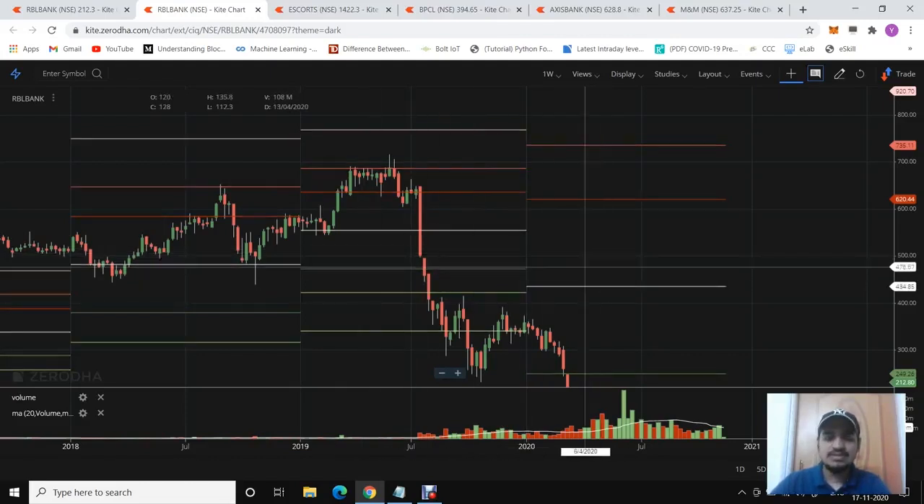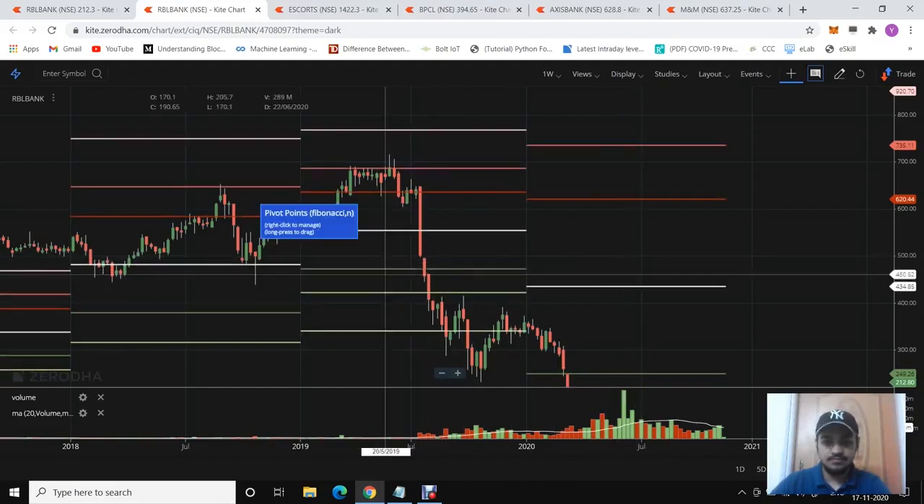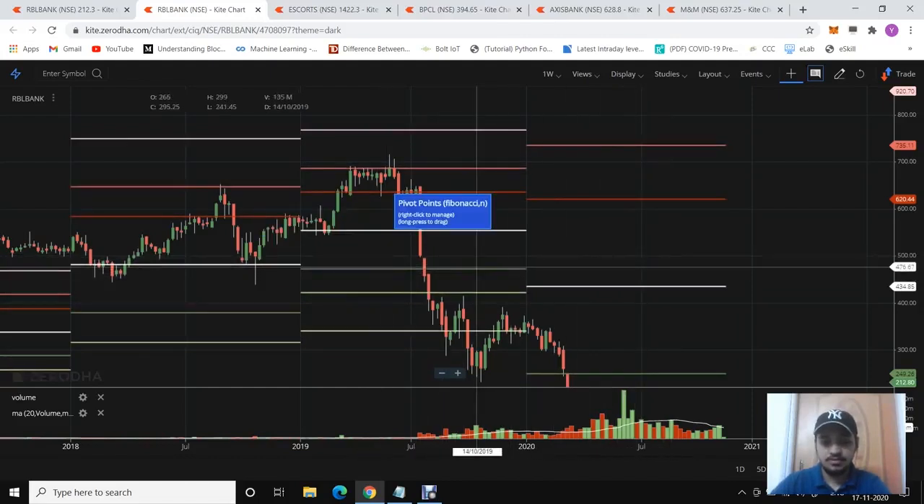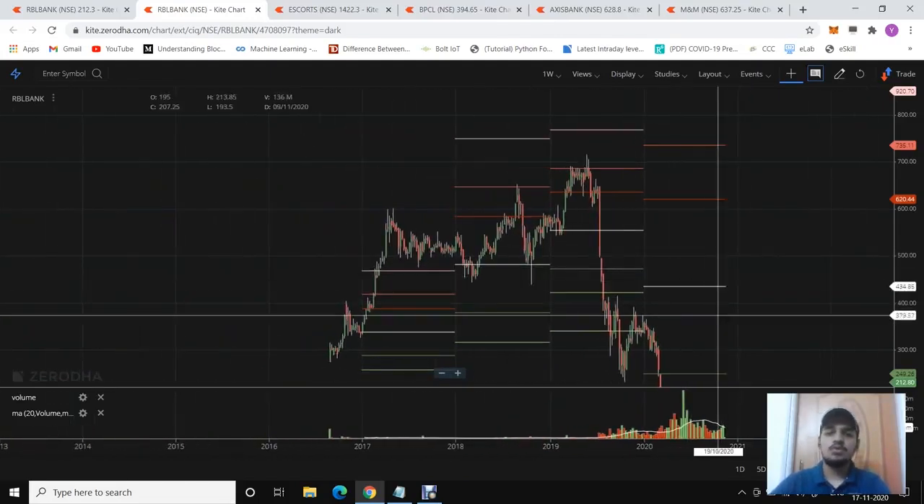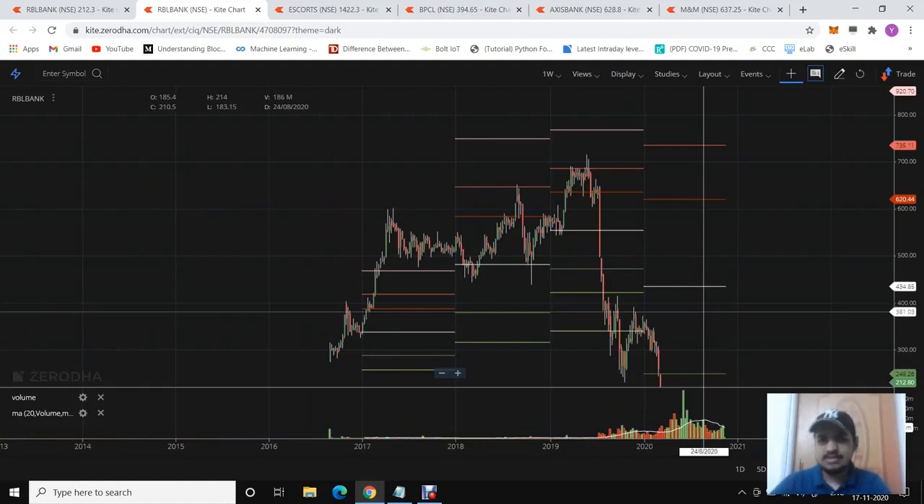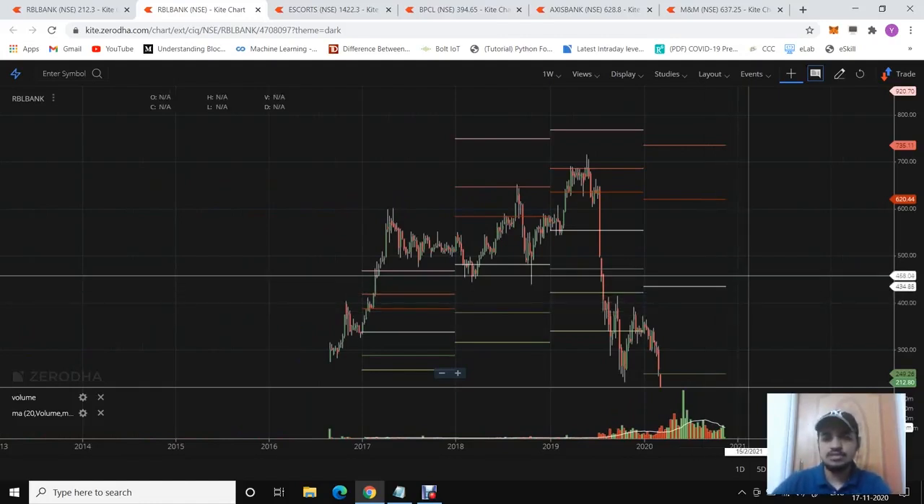So these are your yearly pivot points. They change year to year. If a new year begins, we'll have a new set of yearly pivot points. Now a very common question would be: which set of pivot points should we use?